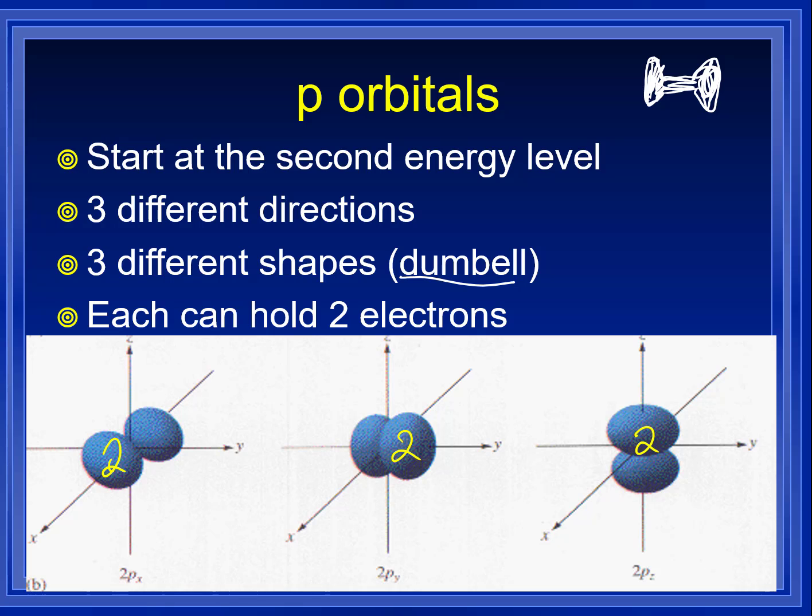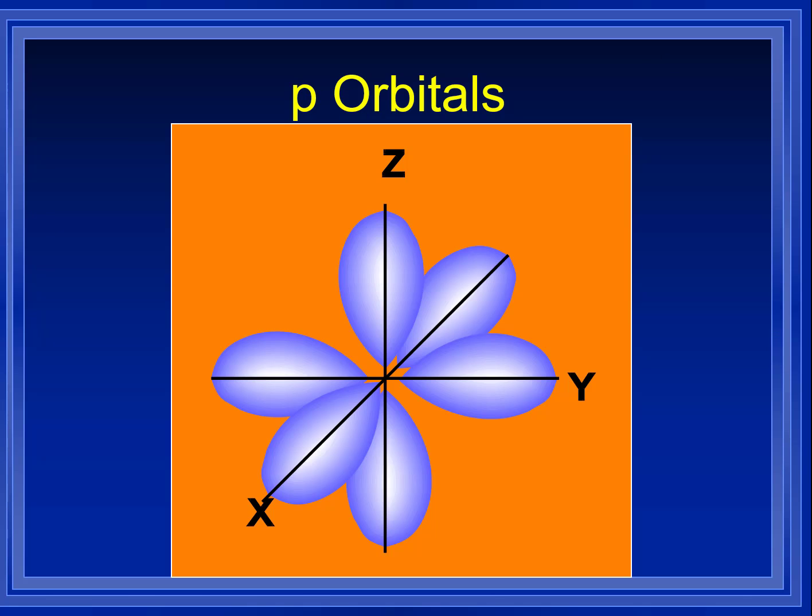Okay, and if that was 2p, 3p would be the same shape, only bigger. 4p would be the same shape, only bigger, because further away is more energy. That still works. Okay. Now, remember, we're talking about specific orbitals. Those 3 p orbitals would actually be all at right angles to each other.